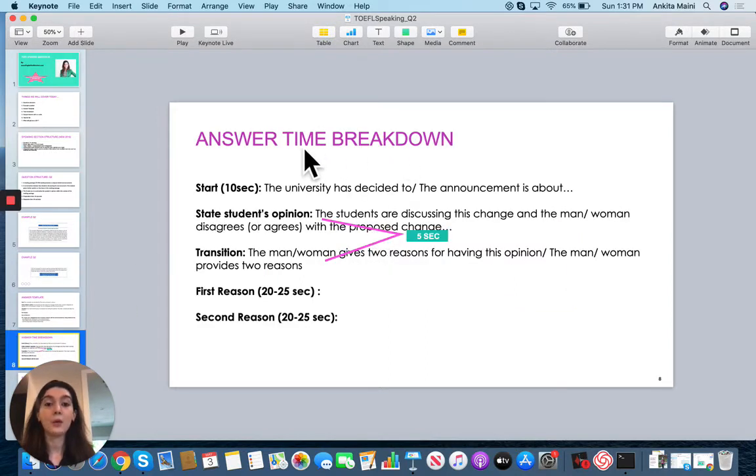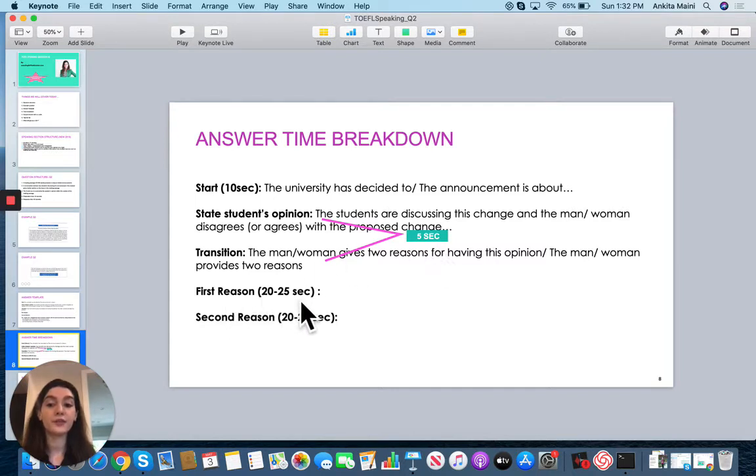Okay, so now in the time breakdown, I want you to spend almost 10 seconds on the university's change. After that, when you are stating students' opinion and you're transitioning before you begin your first reason, spend approximately 5 seconds there. So just think like this, that the university's change and the transitions and these three things should take approximately 15 seconds.